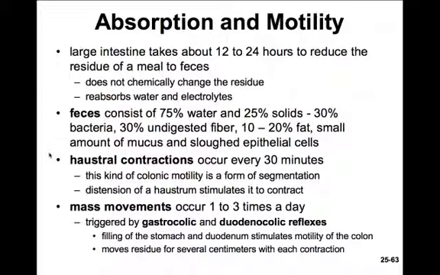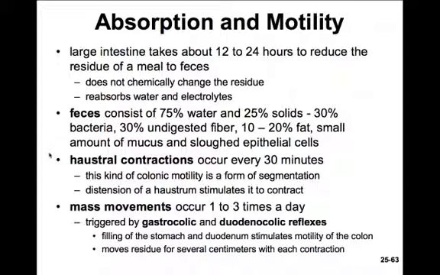Now, it takes about 12 to 24 hours for a meal to be reduced to feces in the large intestine. There's no chemical change in the residue that travels through the large intestine. We're just reabsorbing water and electrolytes, predominantly sodium chloride. Feces itself consists of about 75% water and 25% solids. Of that solid, 30% are bacteria, 30% undigested fiber, and 10 to 20% is fat. A small amount of mucus, and then some sloughed epithelial cells. Now the fat is not from consumed fat, but that's released from the sloughed epithelial cells.